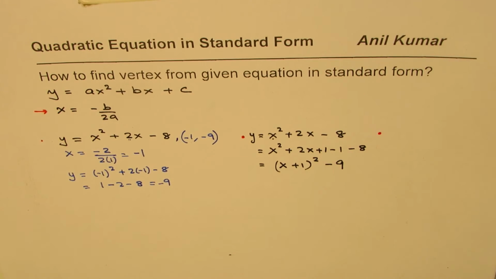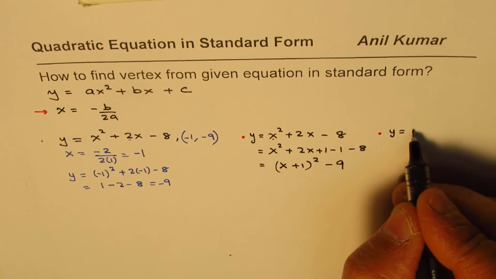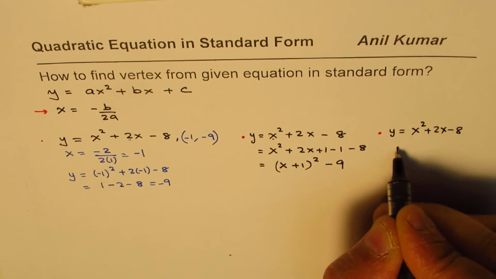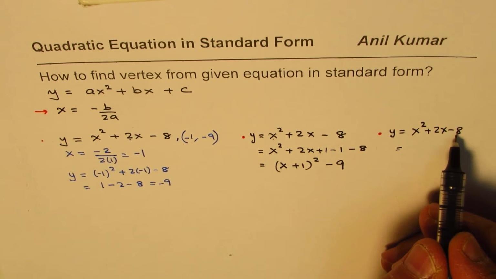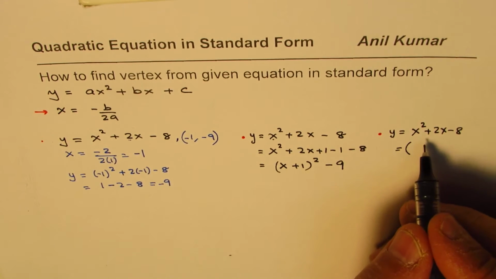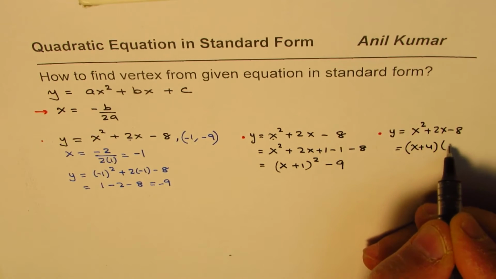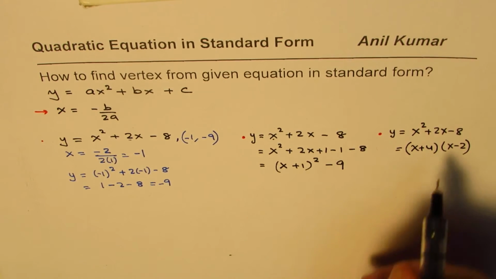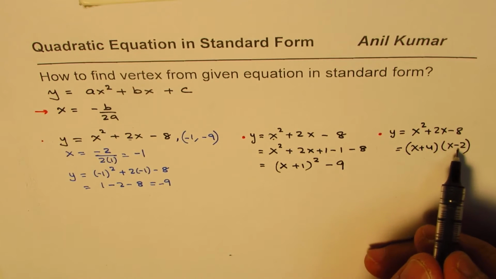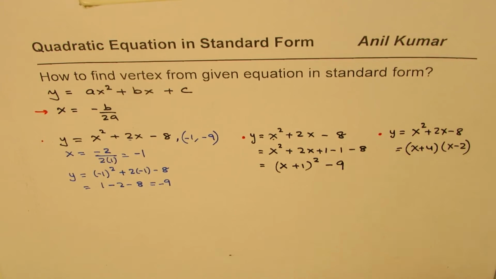The third method is to factor. How do we factor? We'll use product and sum to factor. We have x squared plus 2x minus 8. We're looking for product of minus 8, sum of plus 2. So plus 4 and minus 2 will work. So it is x plus 4 times x minus 2. Now if you look at this parabola, it has two x intercepts. One at minus 4, the other one at 2, right?